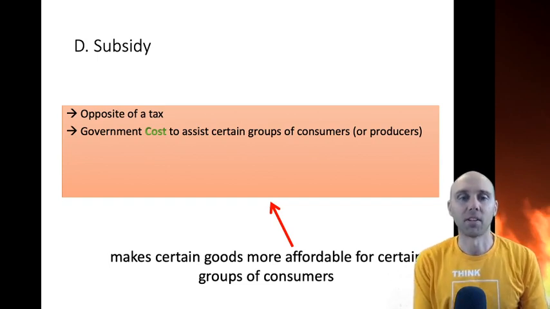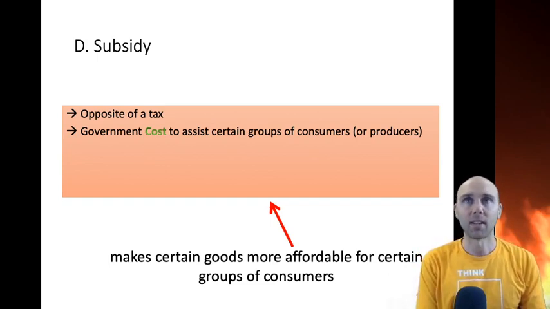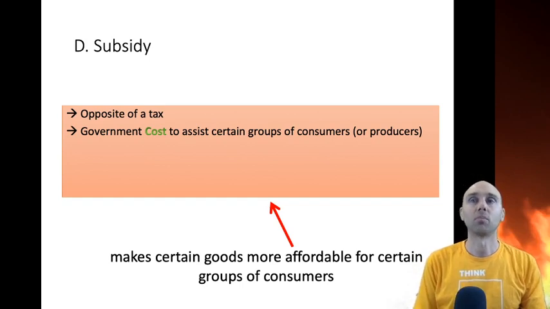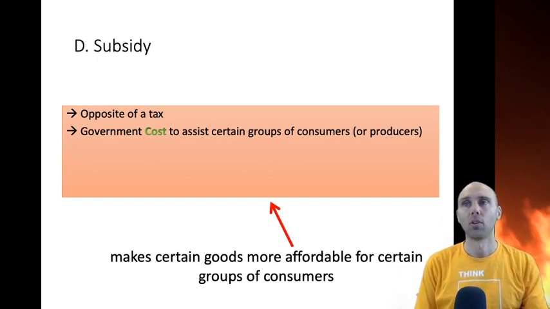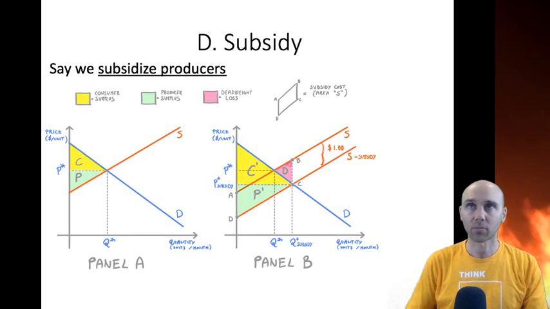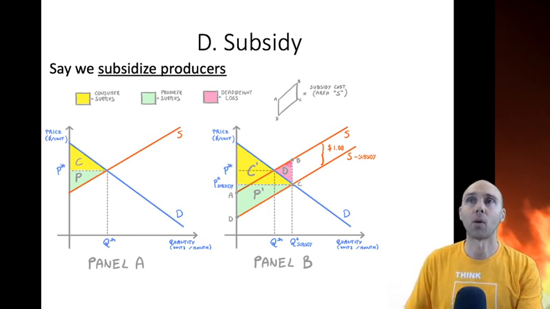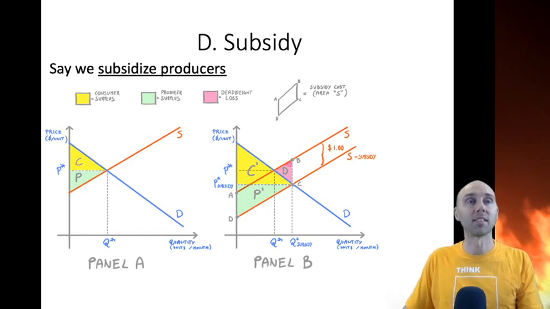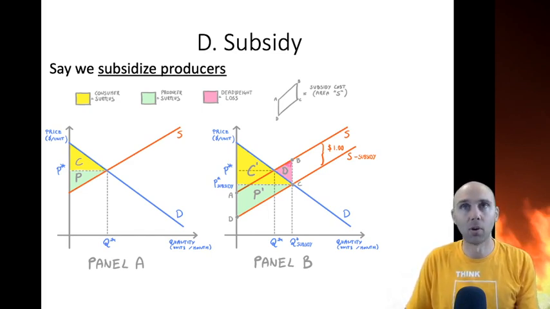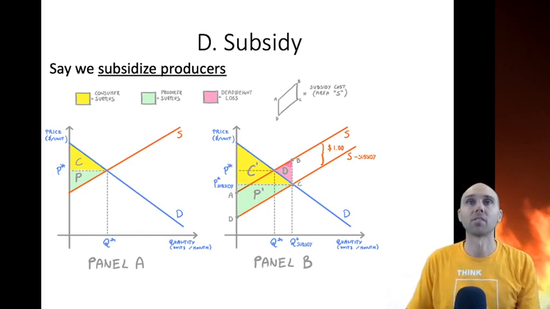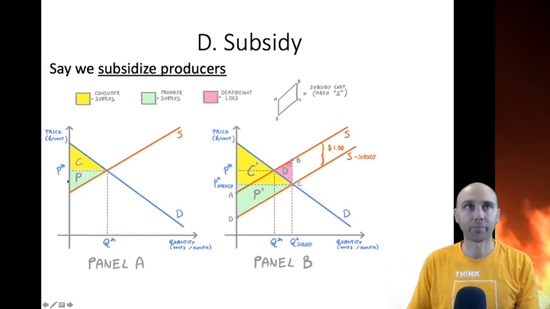Let's talk about the opposite of a tax now, which is a subsidy. This is when the government actually provides some money to assist certain groups of consumers or producers. It makes certain goods more affordable for certain groups of consumers. Imagine that we are going to subsidize our producers, for example, which happens in some industries that the government wants to support, for example, our dairy farmers. Well, on the left, we've got the pre-subsidy market with the equilibrium point and a consumer surplus C, a producer surplus of P.